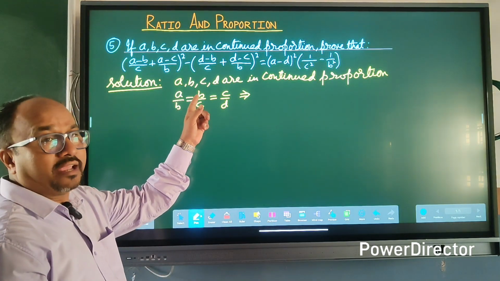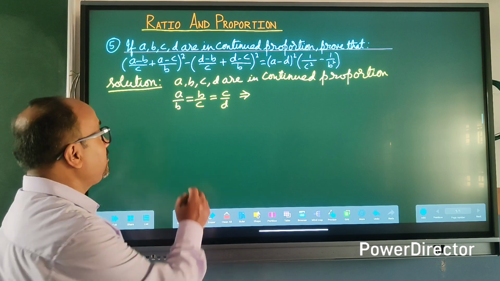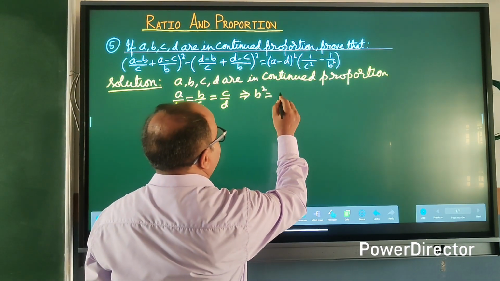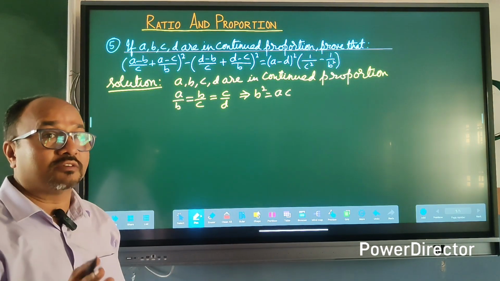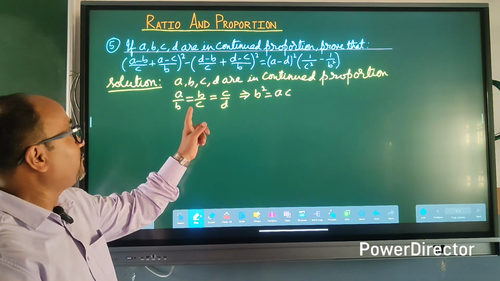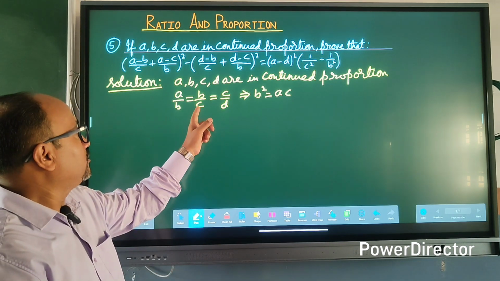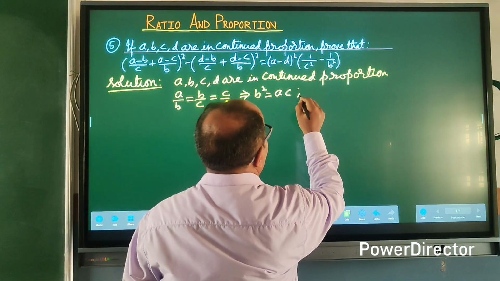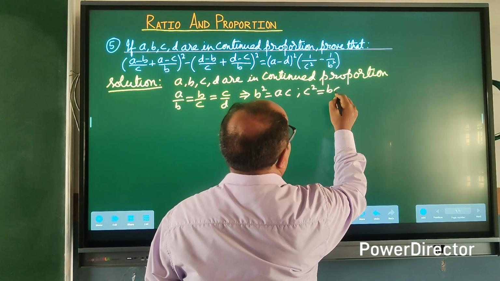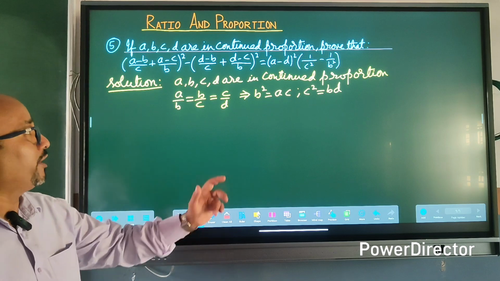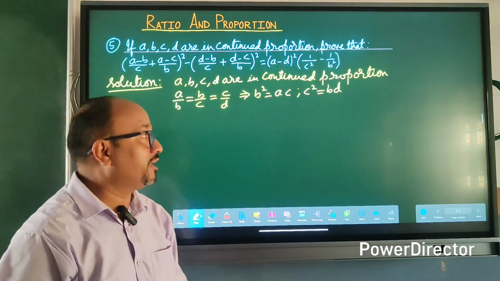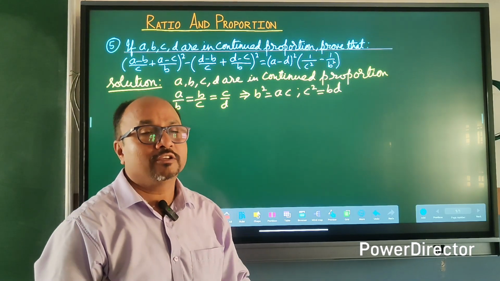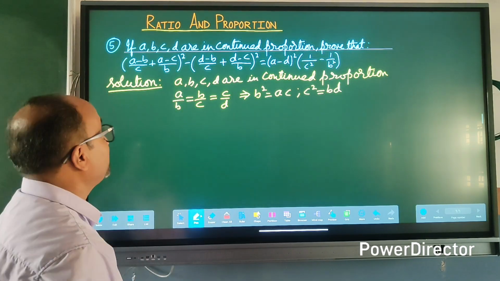If A by B equals to B by C, cross multiply. B into B is B square and A into C is AC. So this is one of our relationship which we will use. And then if I take the last two ratio, C into C is C square and B into D is BD. So another result I get, C square equals to BD. So wherever B square will be coming, I will be substituting as AC, and wherever C square will be coming, I will be substituting as BD. So let us see, take the LHS and simplify it out.